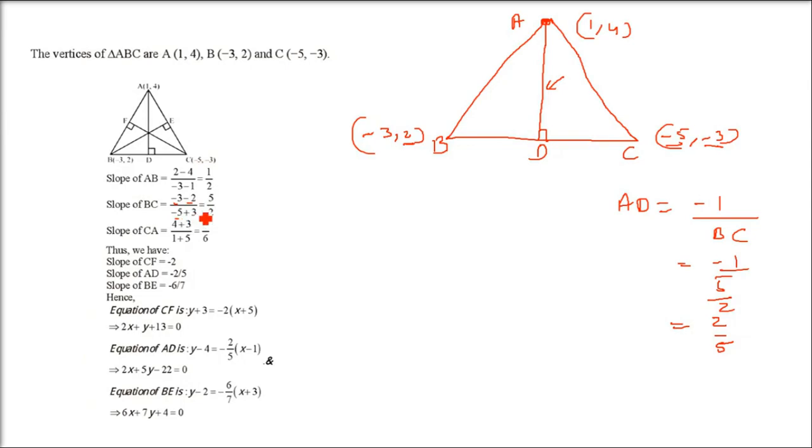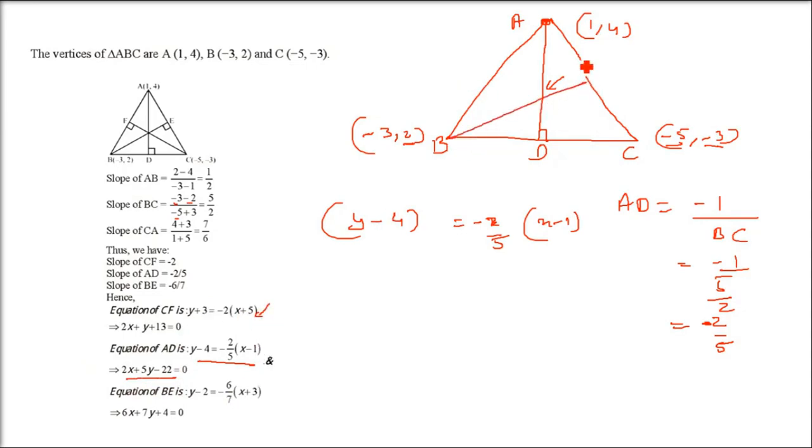And what is the slope of AD? It will be minus 2 by 5. Okay, so it is passing through (1, 4). So y minus y1 equals m times (x minus x1), where y1 is 4, x1 is 1, and m is minus 2 by 5. So this equation will come.